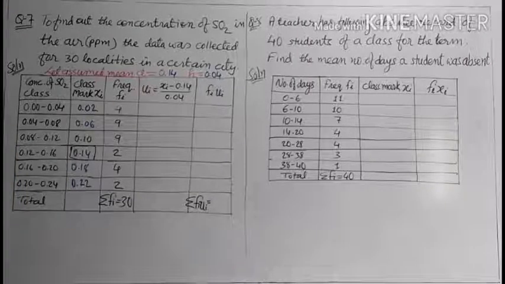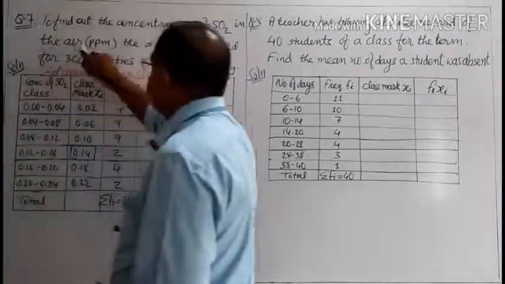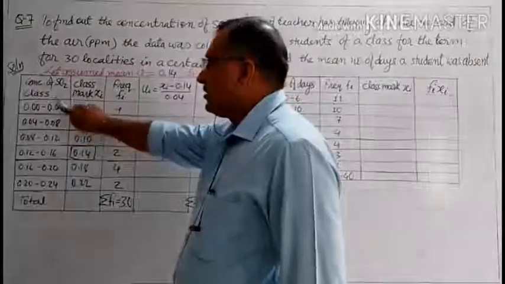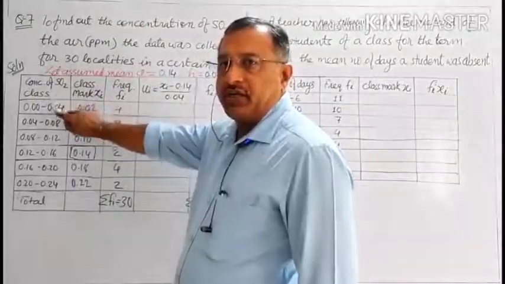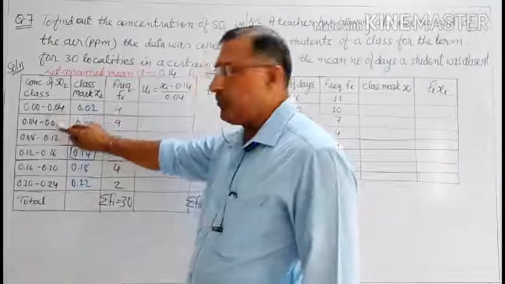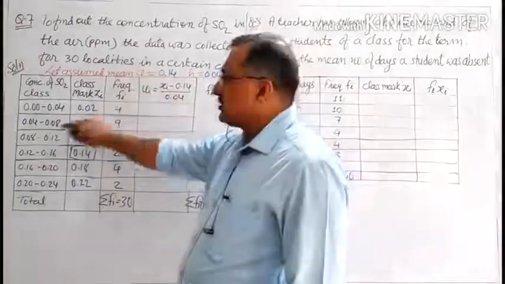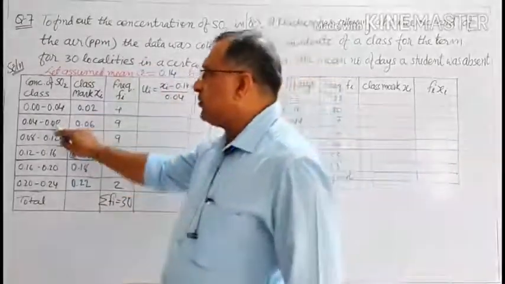In this, we have to find the mean for the concentration of sulfur dioxide. In a city, 30 different localities were selected, and the concentration of sulfur dioxide in these 30 localities was noted down here. You can see the concentration of the sulfur dioxide in 30 localities, that is 0.04, 0.002, 0.04, 0.04 to 0.08. This is in parts per million.